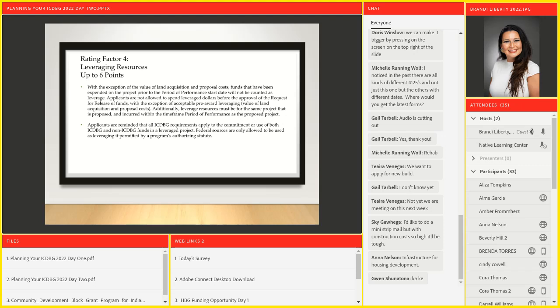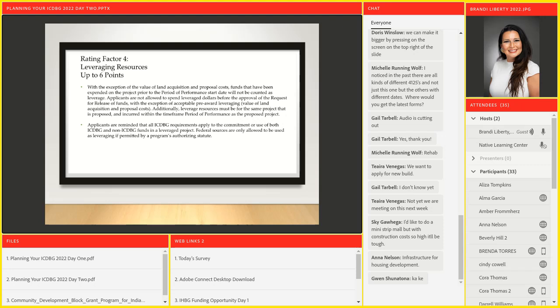Additional leveraged resources must be for the same project that is proposed and incurred within the time frame of the period of performance of the proposed project. Applicants are definitely reminded of all ICDBG requirements for the commitment or use of both ICDBG and non-IHBG funds in a leveraged project. Federal sources are only allowed to be used as leverage if it's permitted by a program's authorizing statute. So please, please, please keep that part in mind.